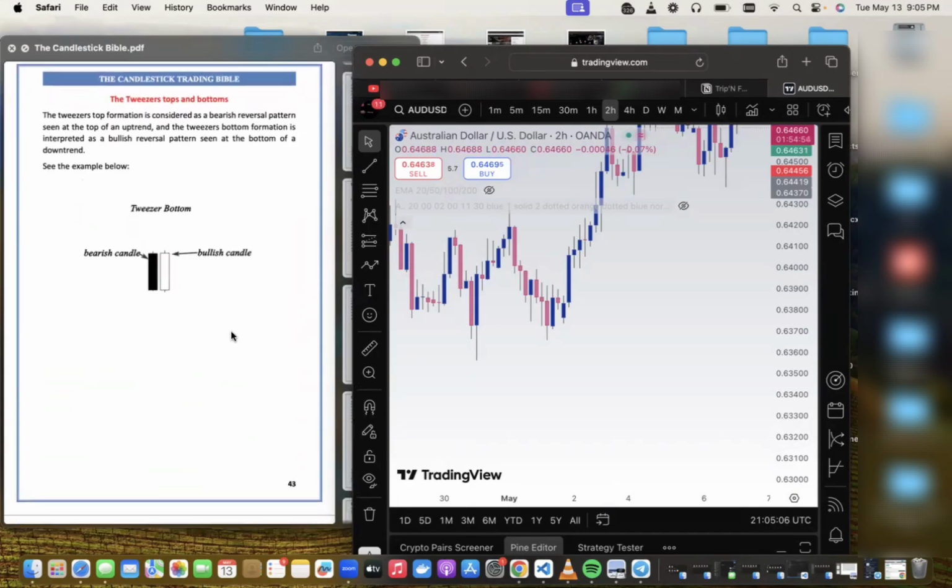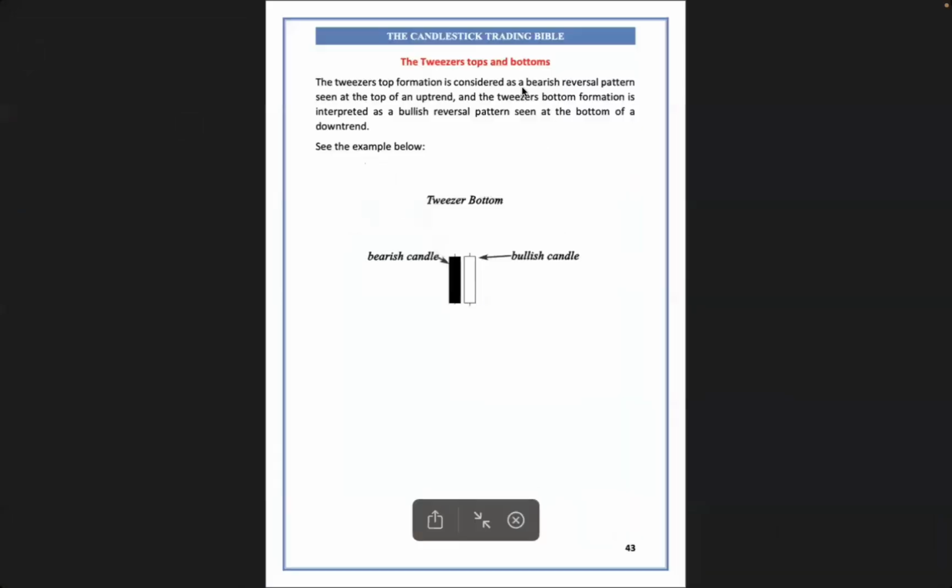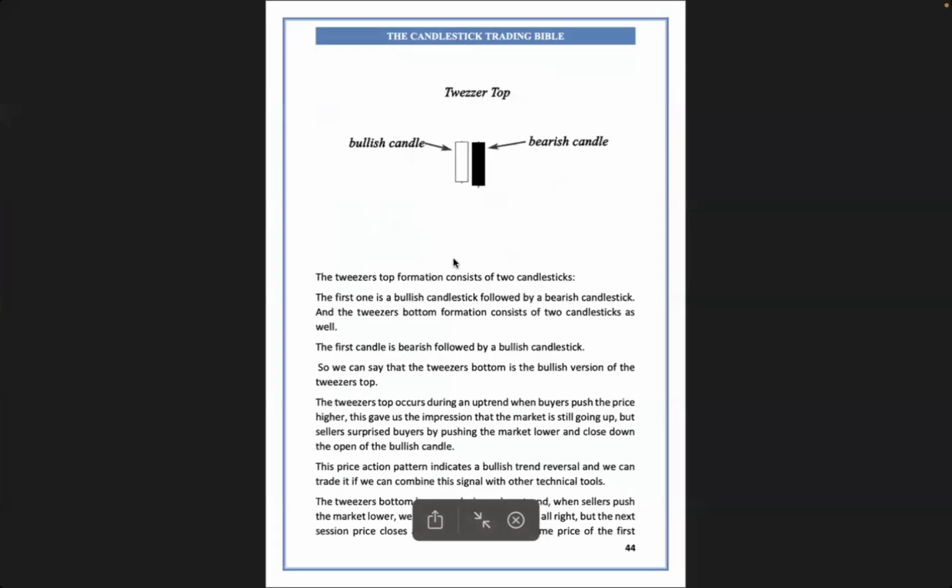Let's look at the tweezer tops and the tweezer bottoms. The tweezer top formation is considered a bearish reversal pattern seen at the top of an uptrend, and the tweezer bottom formation is interpreted as a bullish reversal pattern seen at the bottom of a downtrend. So the tweezer bottom, this is how it looks. Let's look at what goes into it.